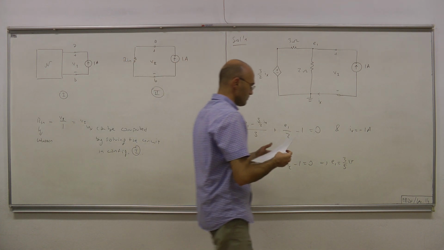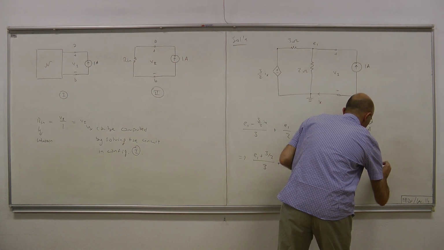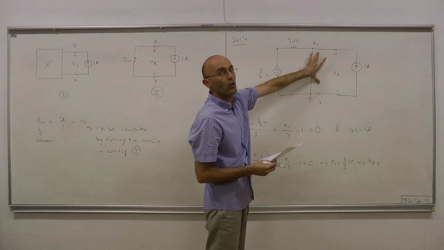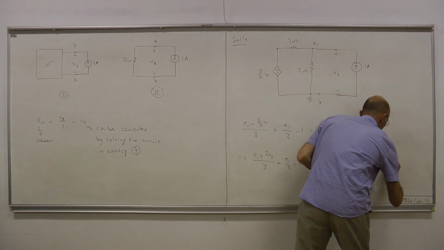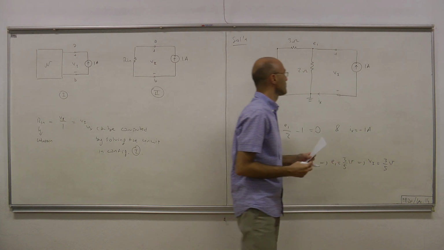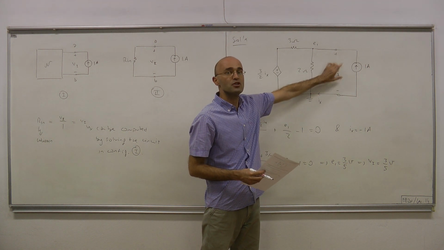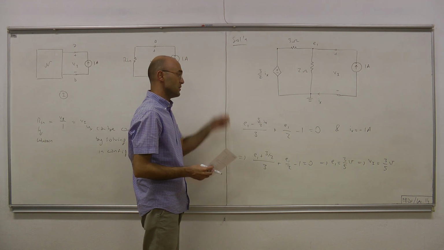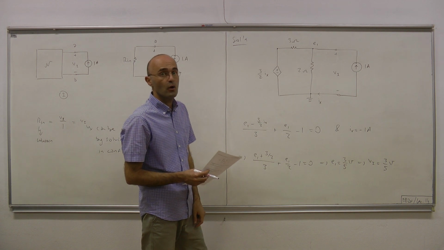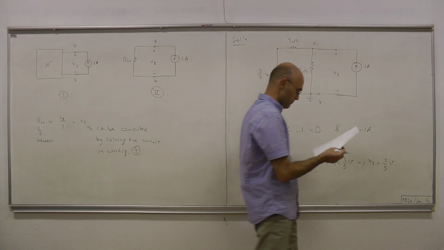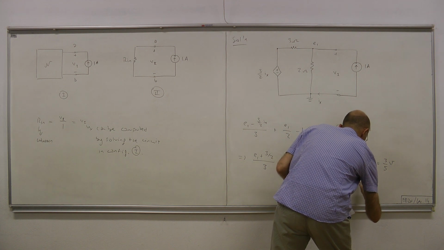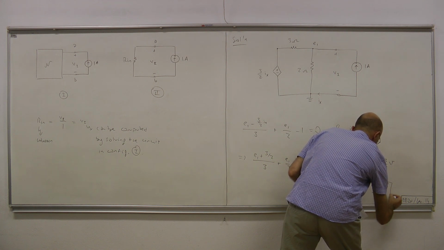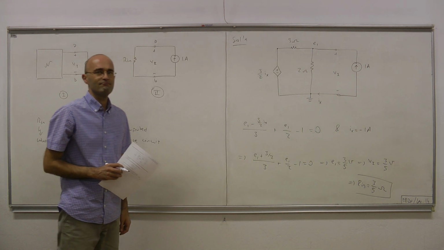If that's E1, then V1, this voltage, is no other than that node voltage E1. Therefore, V1 is also 3 over 5 volts. And then finally, input resistance is this voltage divided by this current. Okay? V1 over 1 gives us 3 over 5 or 0.6 ohms. Hence, the input resistance equals 3 over 5 ohms. Okay.